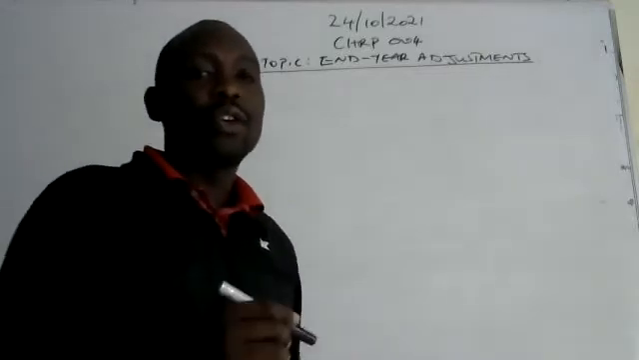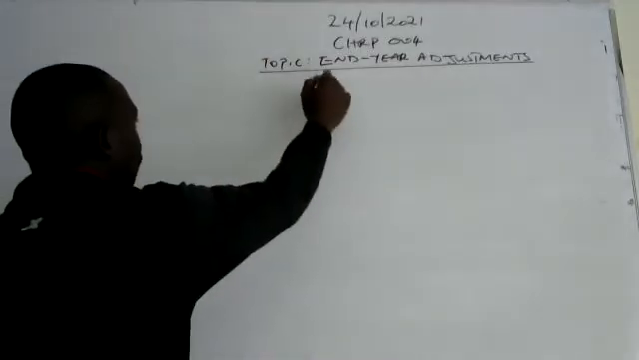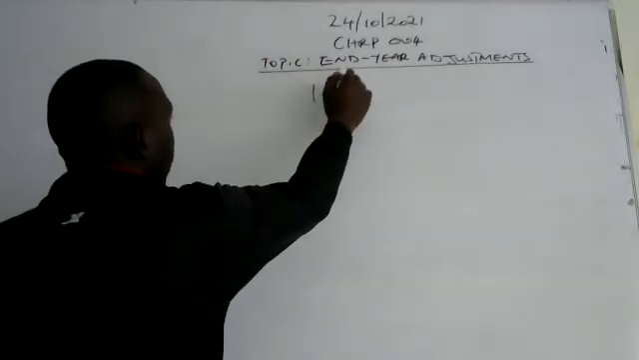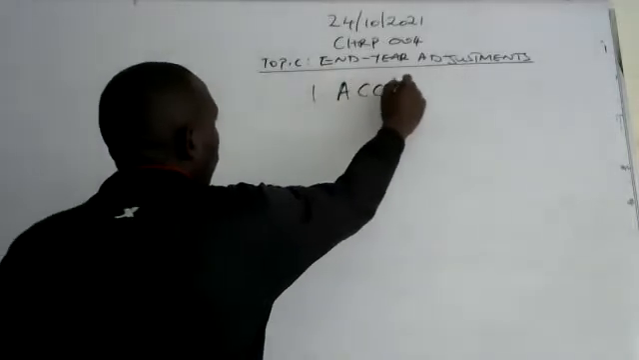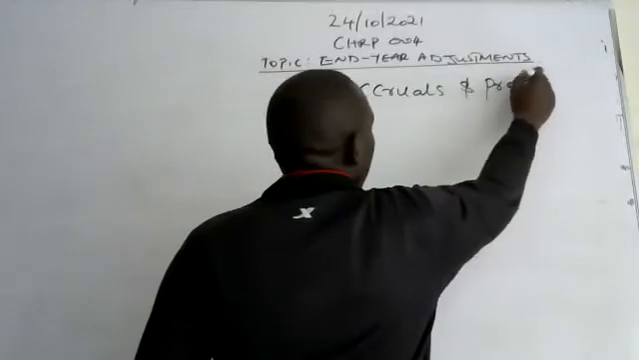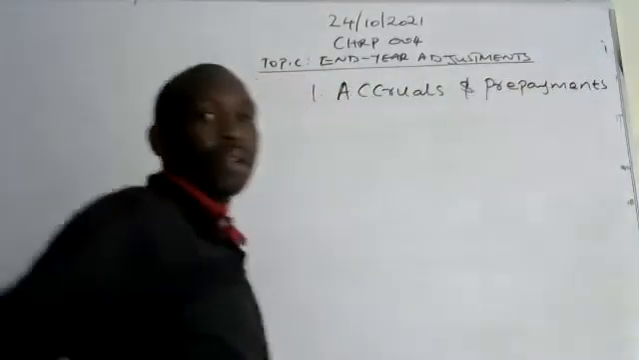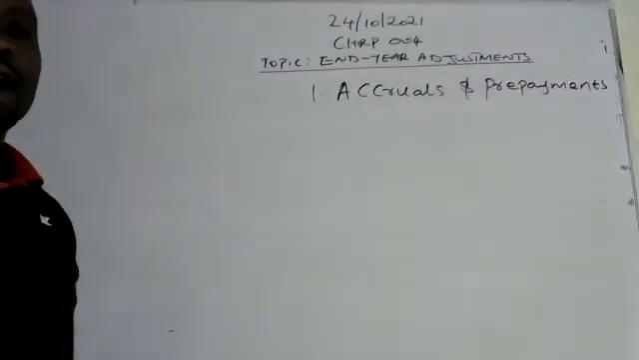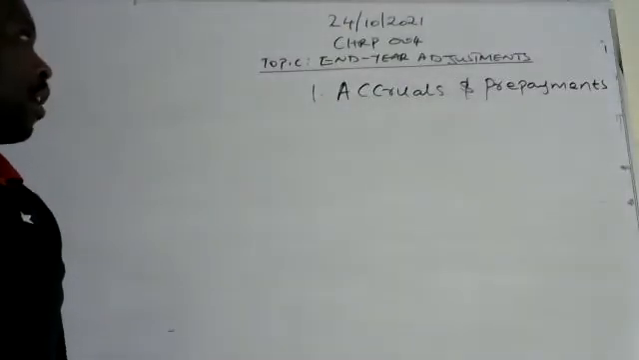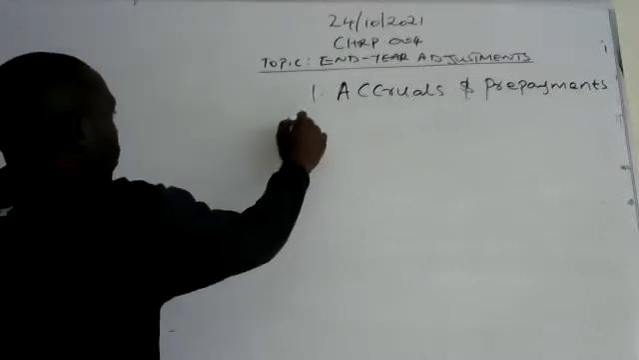So in our discussion, the end year adjustment will involve, number one, what we call the accruals and prepayments. We shall start by that, the accruals and prepayments. If I can start with the accruals.